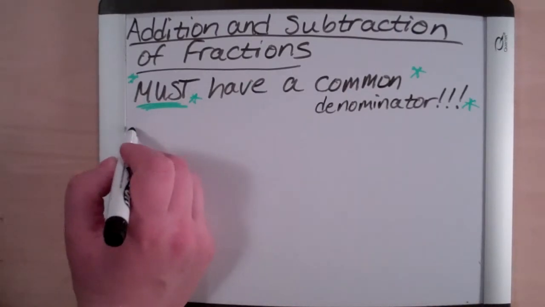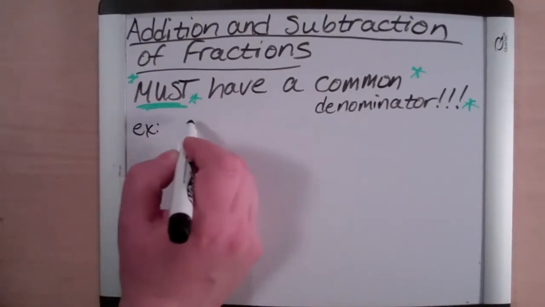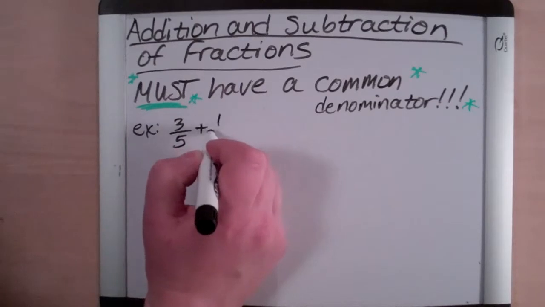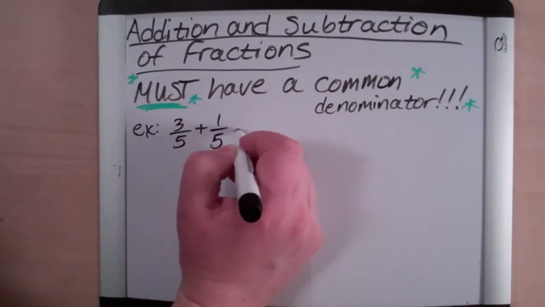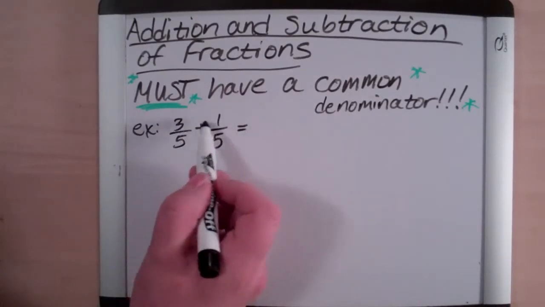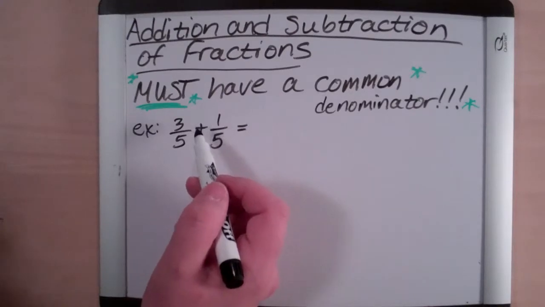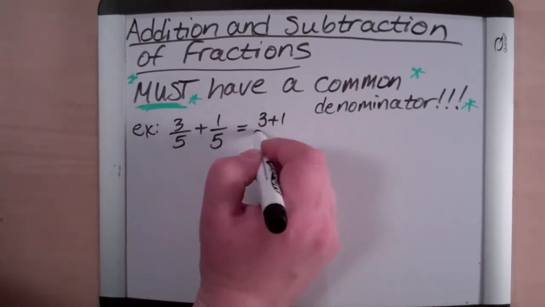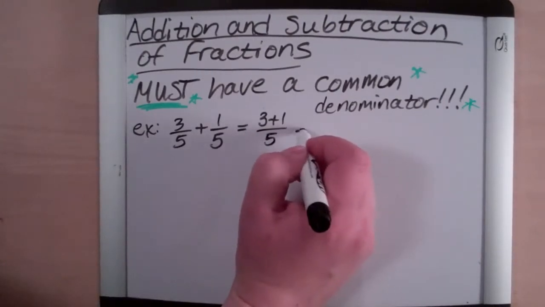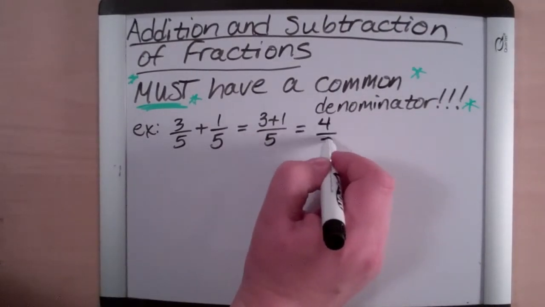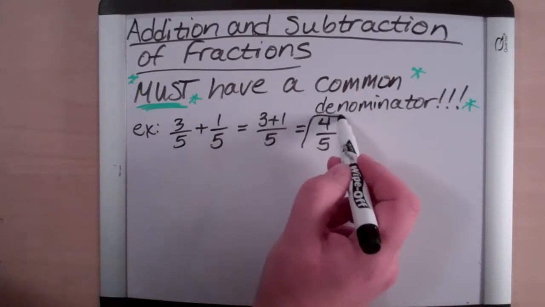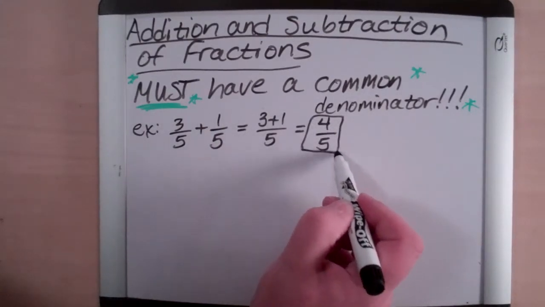So if we start with one that maybe is a good warm-up for this topic, I can take 3/5 and add 1/5. And what I'm actually going to do is add the numerators and keep the denominators. So I'm going to have 3 plus 1 divided by 5. So my answer is going to be 4/5. And I can mark that with a box.